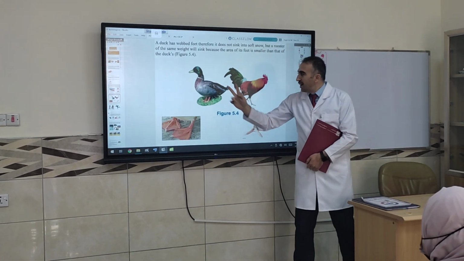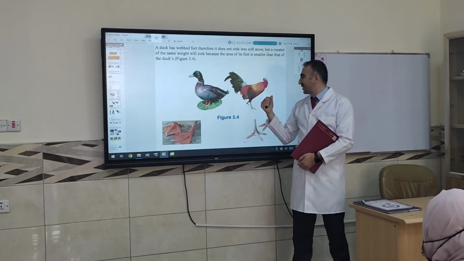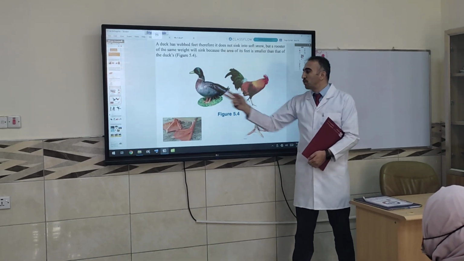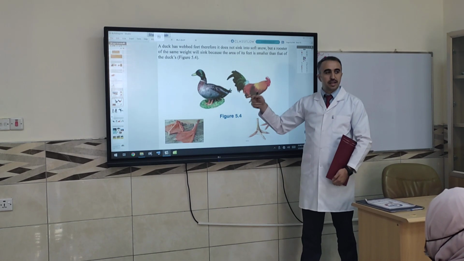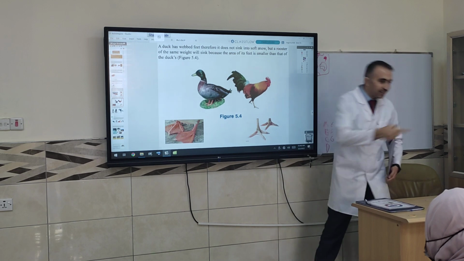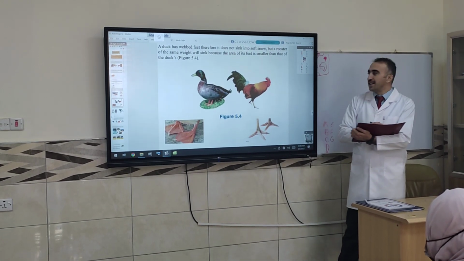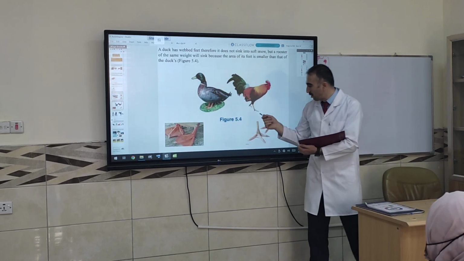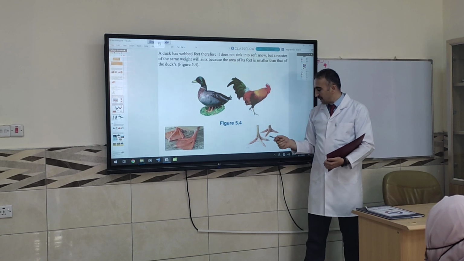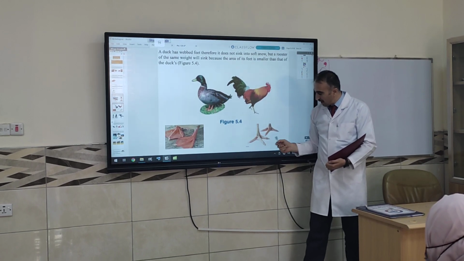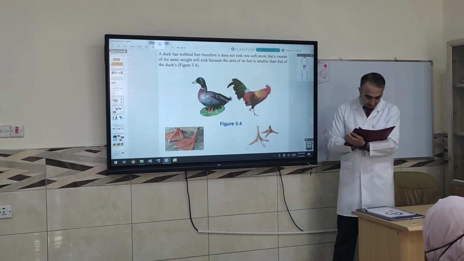Well done. Look at the duck and horse, rooster, and which one, if they are the same weight, which one's pressure is bigger? The rooster, because his feet are smaller. Yes, not rabbit, right? So, in the same way, the rooster has more pressure because of its feet. Well done.